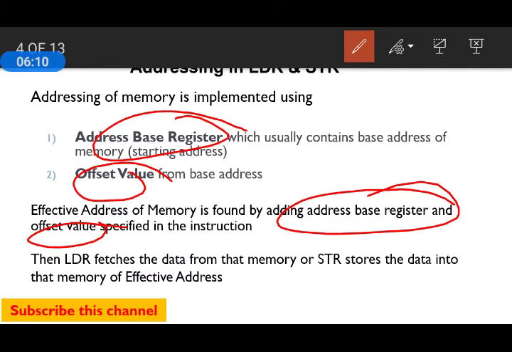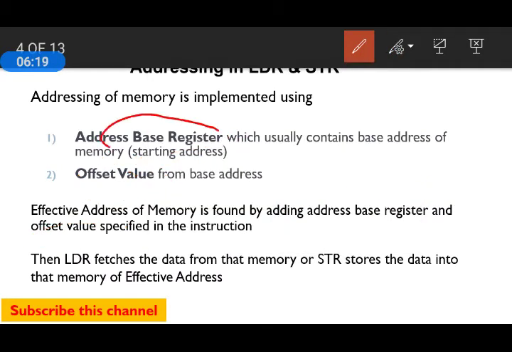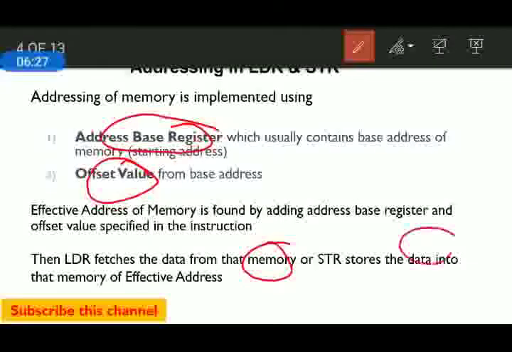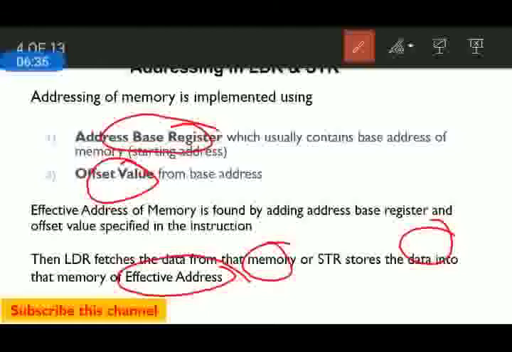So we will see this in the examples. The address of memory is implemented using these two components, address base register and offset value. Here the LDR instruction fetches data from memory and STR stores data into that memory. That memory has the address calculated by address base register plus offset value, which is called the effective address.